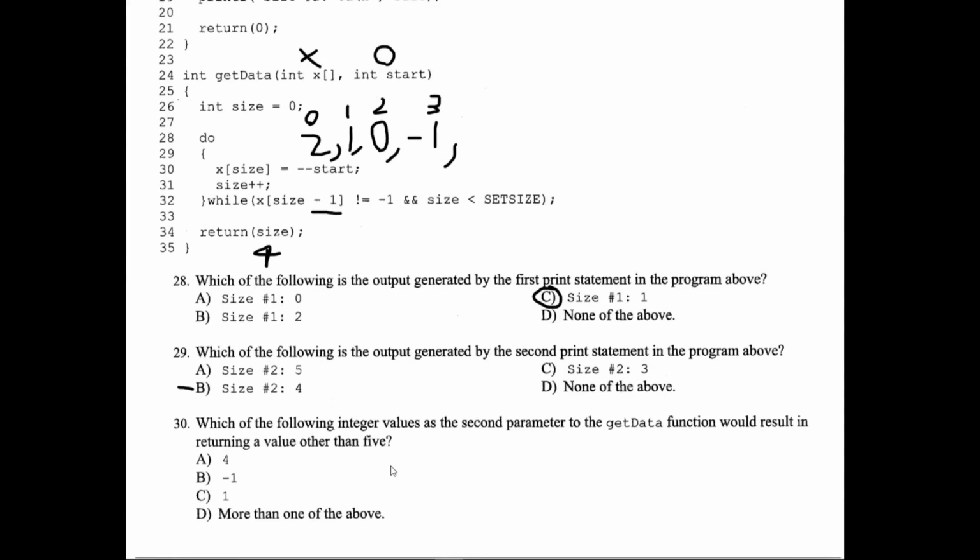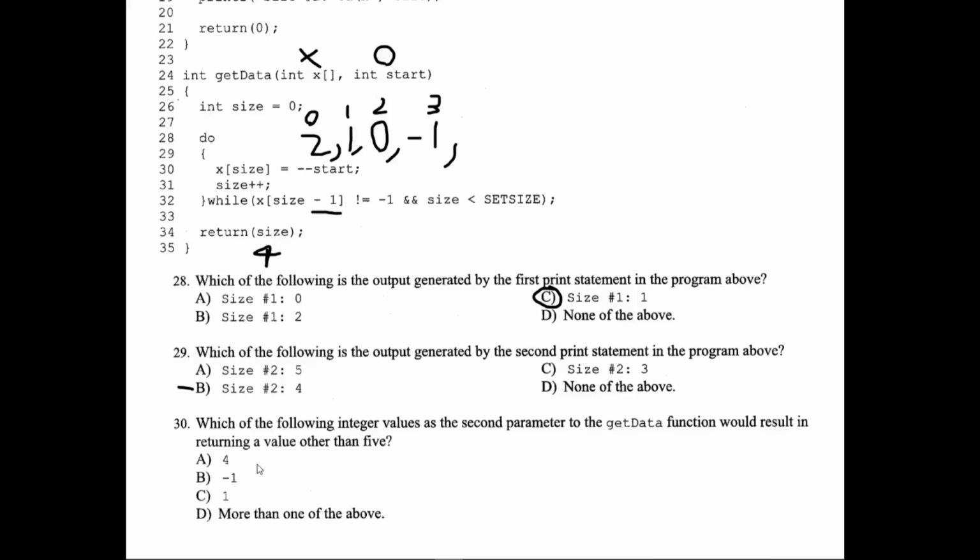Now we have another question about the function. Which of the following integer values as the second parameter to the getData function would result in returning a value other than 5? In the case of this function, remember it's independent of the length of the array. It's going to go until the value of start is -1, or it's assigning a value of -1 to that index in the array. So which of these values would result in returning a value other than 5? And remember that the size of the array is actually 5.